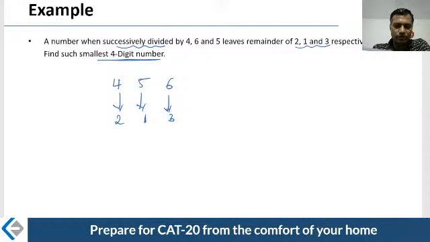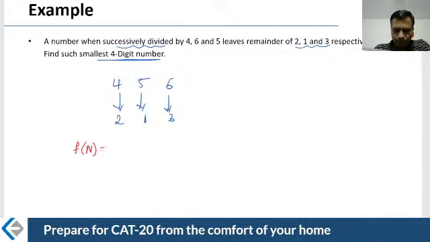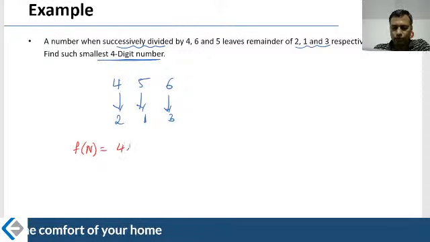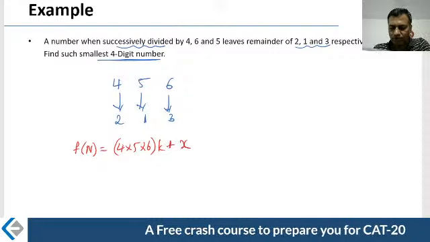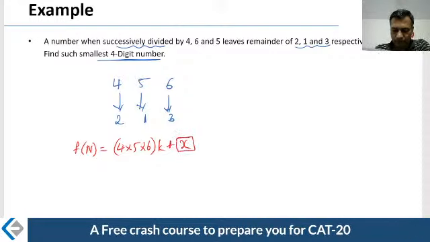Okay, we'll go to the 4-digit number. We know the generic form. The generic form is what? The family of numbers is nothing but the product 4 into 5 into 6, not the LCM, the product, k times, plus the smallest number that I found out. This is the catch here, because the first part is simple. This is 120k plus x, and this x is the catch here. If I find that x, then my job is done.